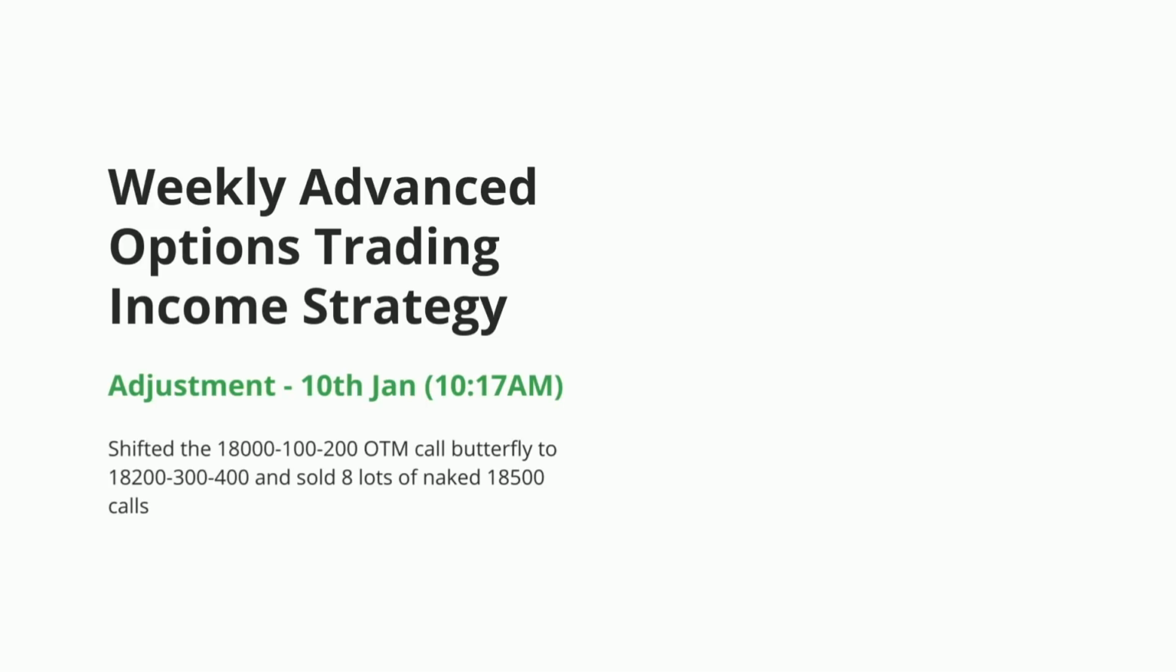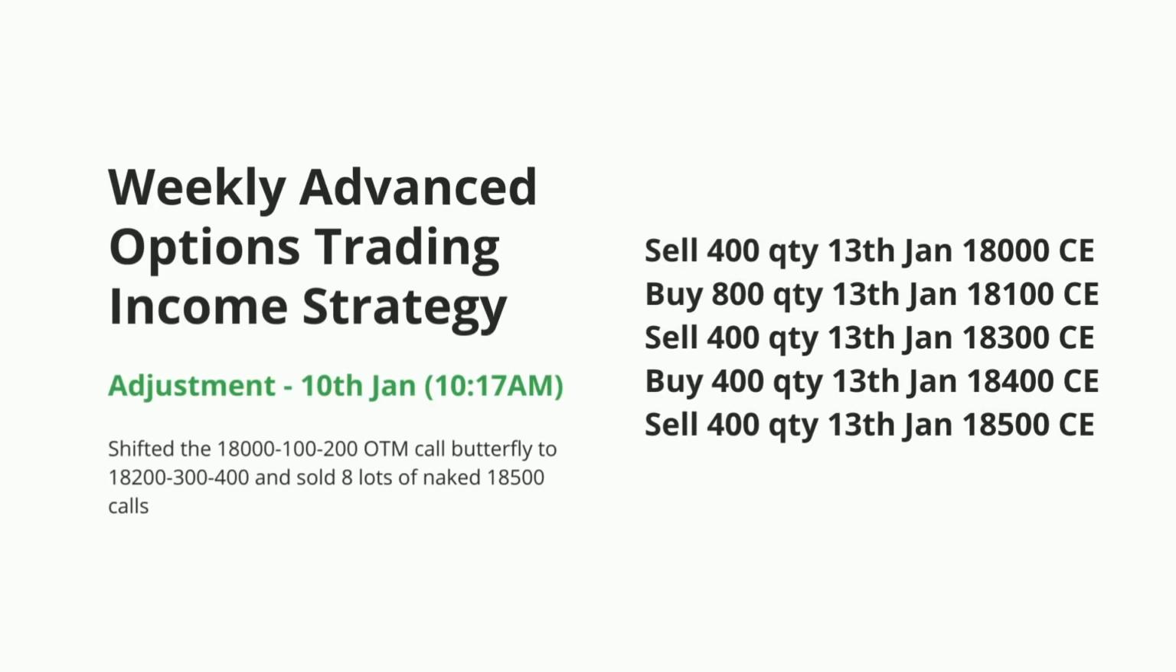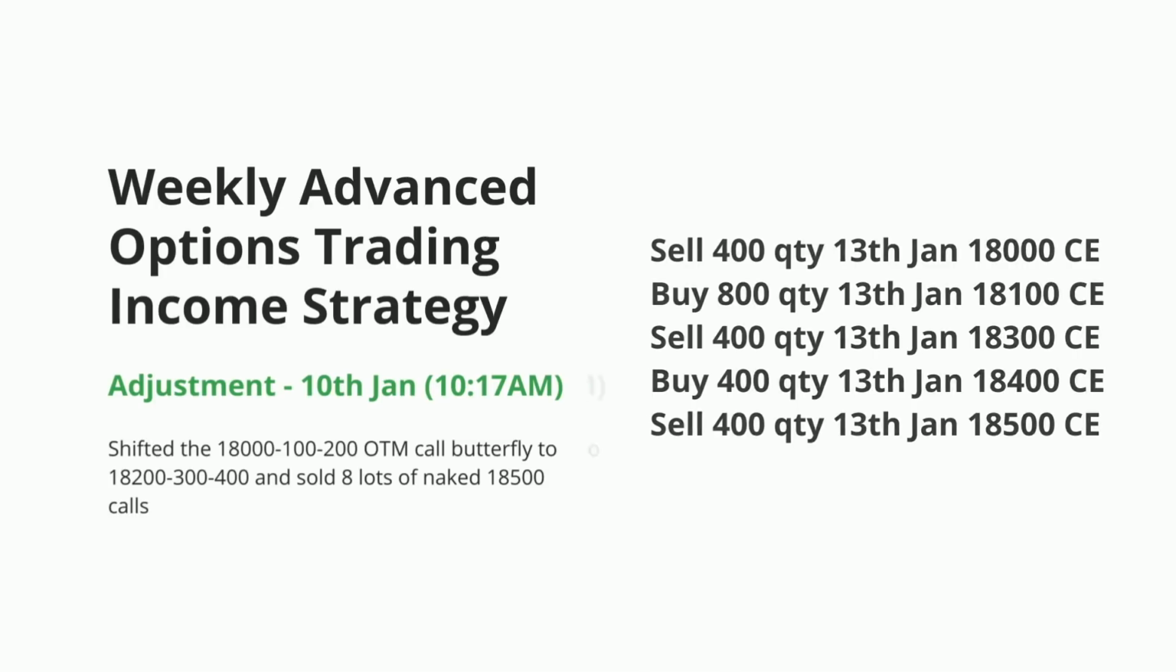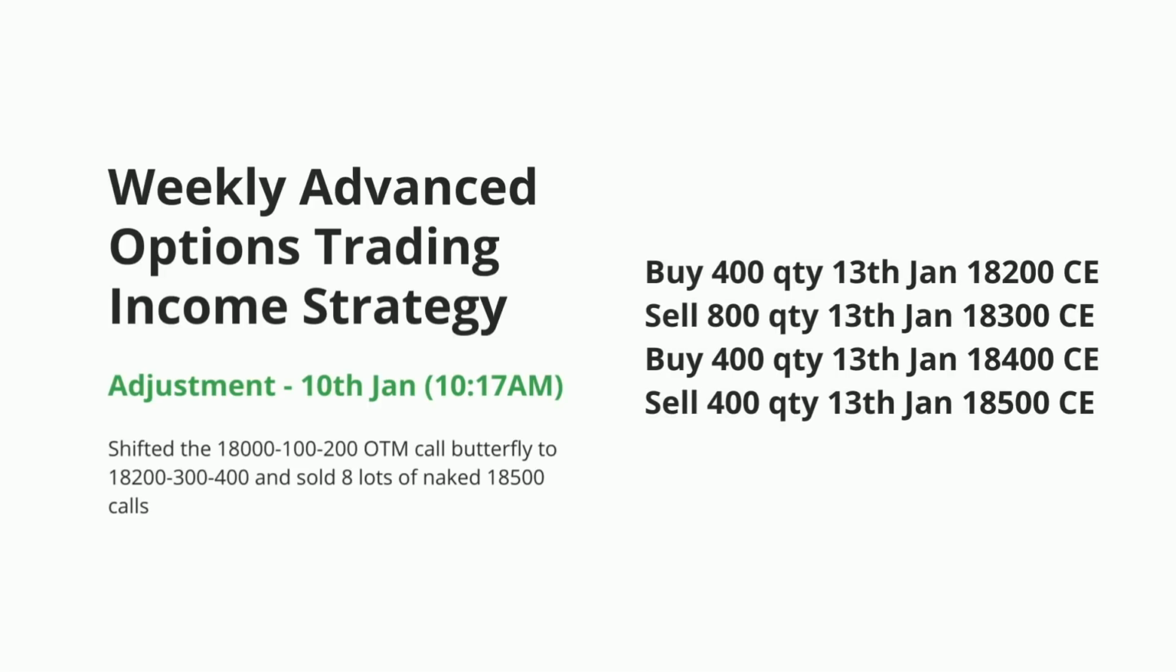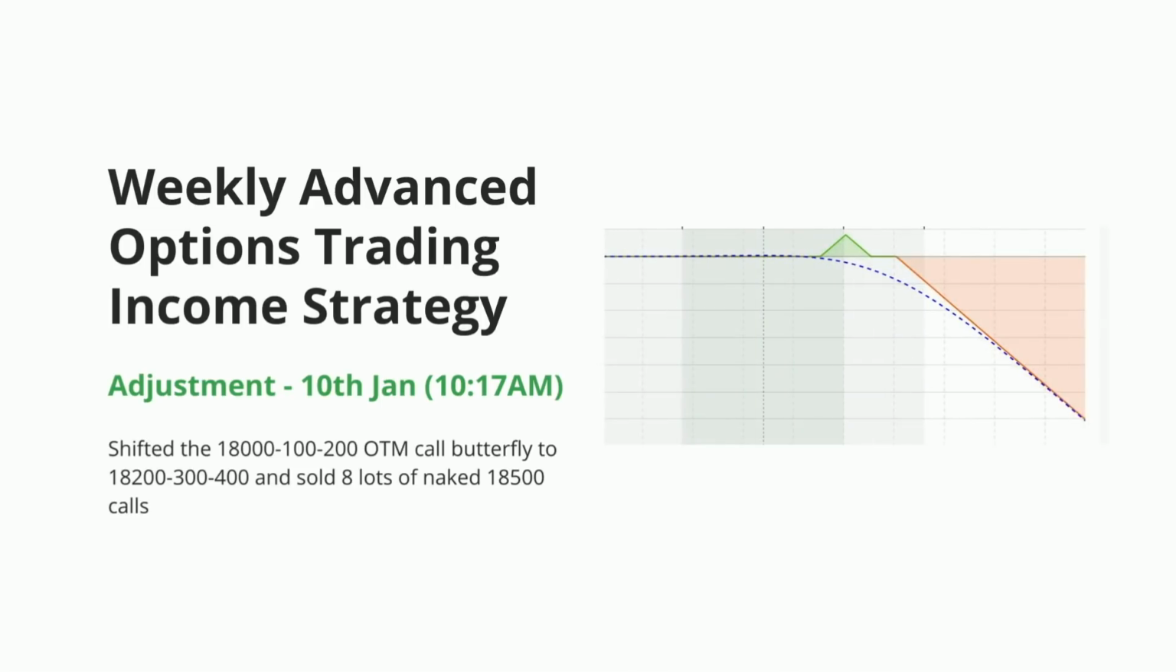So I shifted the 18,000, 18,100, 18,200 out of the money call butterfly to 18,200, 18,300 and 18,400 and sold 8 lots of naked 18,500 calls. So the adjustment legs looked like this. So once the adjustment is made, the trade looked like this. And the payoff graph looked like this.